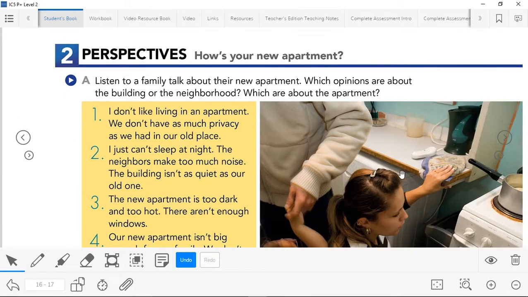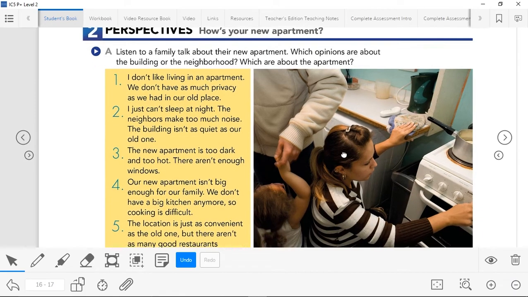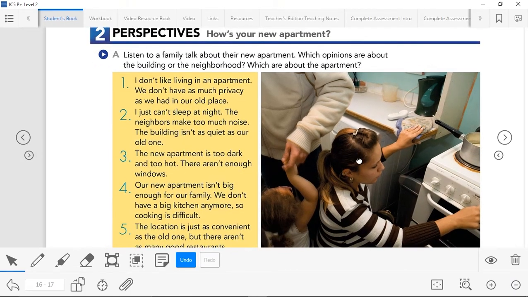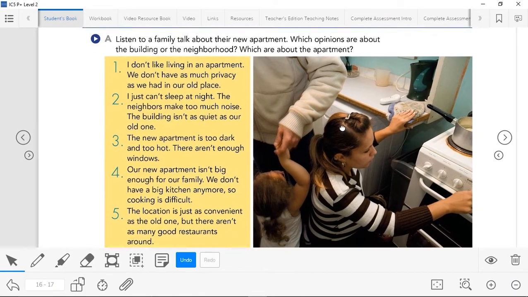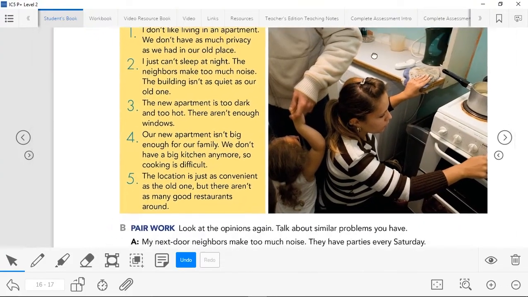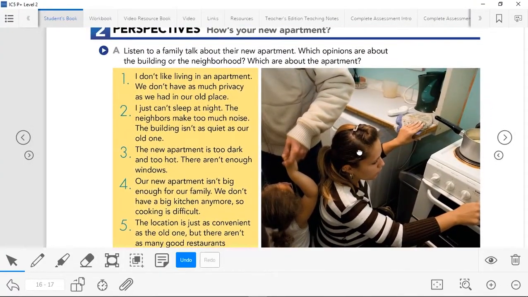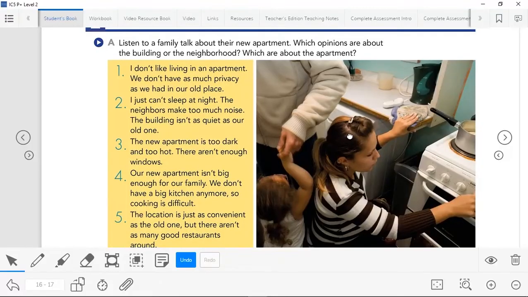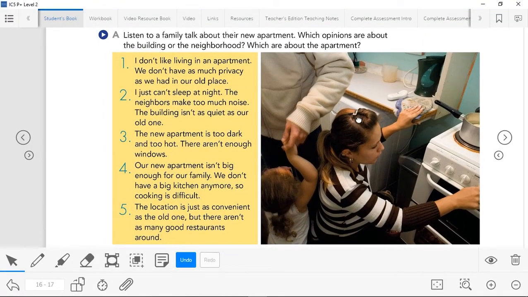Okay, let's see this part. Perspectives. Oh, we have another perspectives. You're going to listen to a family talk about their new apartment. Which opinions are about the building or the neighborhood? Which are about the apartment? So you're going to listen to that and read at the same time to know which opinions from 1 to 5 are about the neighborhood and which ones are about the apartment, okay? So let's listen and read.